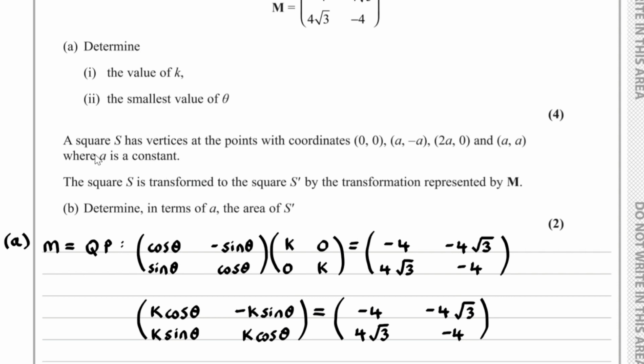Now for part B, a square S has vertices at the points with coordinates 0, 0, a, minus a, 2a, 0 and a, a, where a is a constant. The square S is transformed to the square S dash by the transformation represented by M. For part B, we have to determine, in terms of a, the area of S dash.